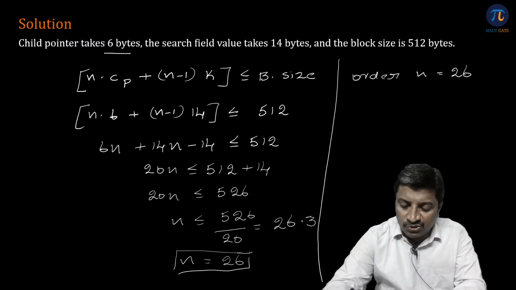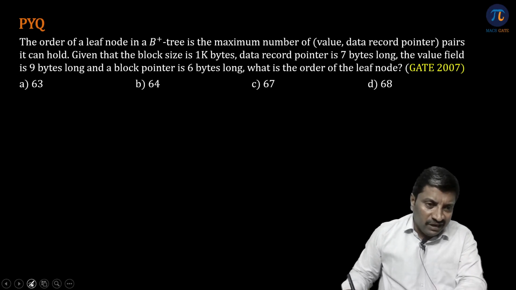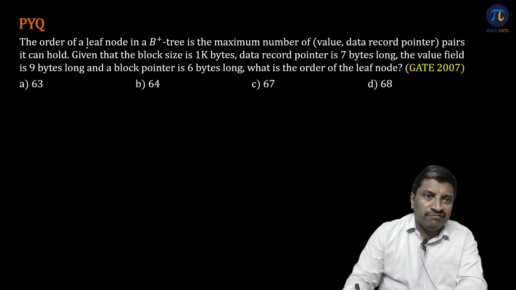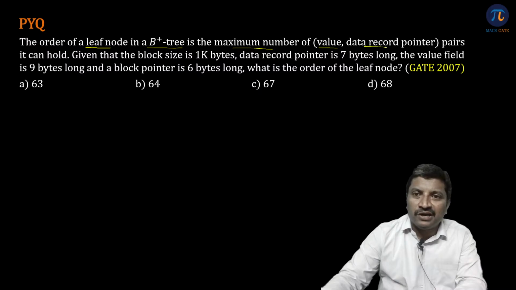Let us move to the next question. The order of a leaf node. The order of a leaf node in a B plus tree is the maximum number of value, data record pointer pairs. This is what we have, sir.